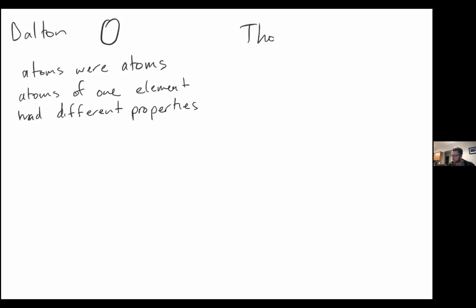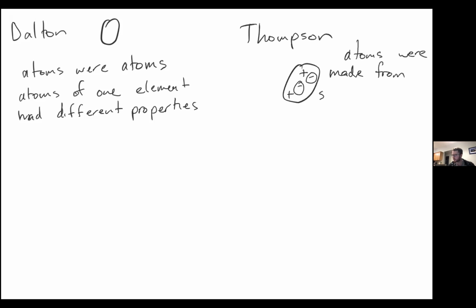Thomson, this is the cookie model or the plum pudding. So we had lots of positives, but we also had kind of like negative chocolate chips throughout. He said atoms were made from smaller particles. Okay, and electrons were on the outside.